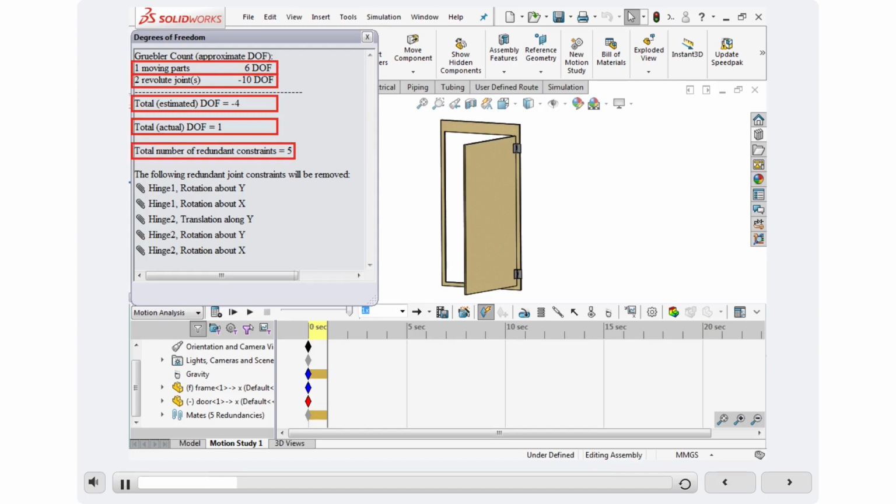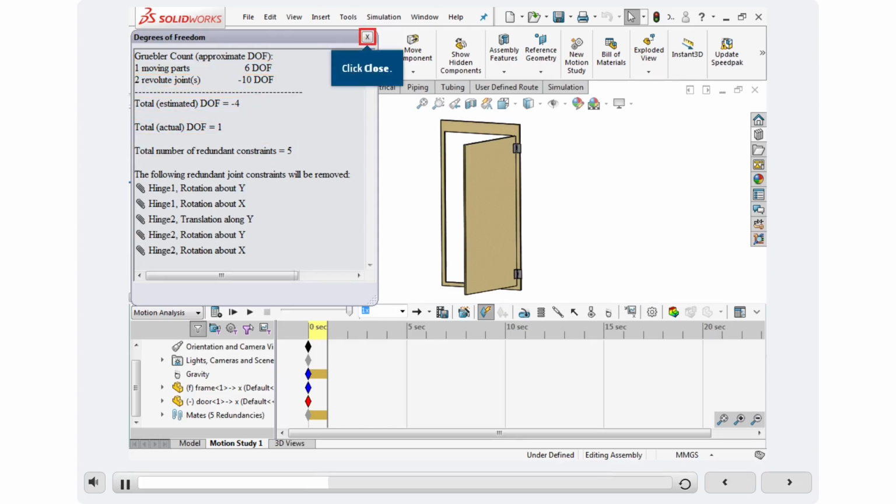The mechanism is over-constrained. The reason for this is that a second hinge mate is trying to constrain the same degree of freedom as the other hinge mate. Numerically, one hinge mate is sufficient to simulate the hinge condition. But this may not be enough, especially when reaction loads at both the hinges are to be calculated. In order to obtain a unique solution, the program is forced to remove the 5 redundant constraints. The selection is made internally without user intervention. The removed redundant degrees of freedom can also be found in the list. Close the Degrees of Freedom dialog box.